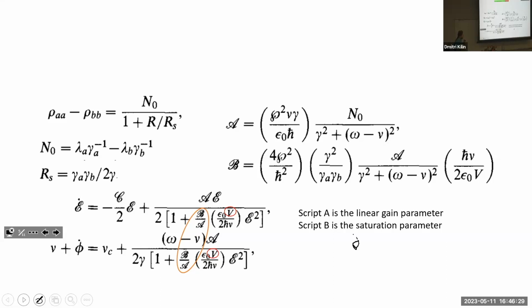Also gamma A and gamma B. Before we just had gamma. Gamma is damping and lambda is pumping, because in addition to these two levels, there are many other levels that are excited by a regular lamp, like a flash lamp. And there is a pumping rate for our active levels. Just because one energy level is stable doesn't mean that others don't exist.